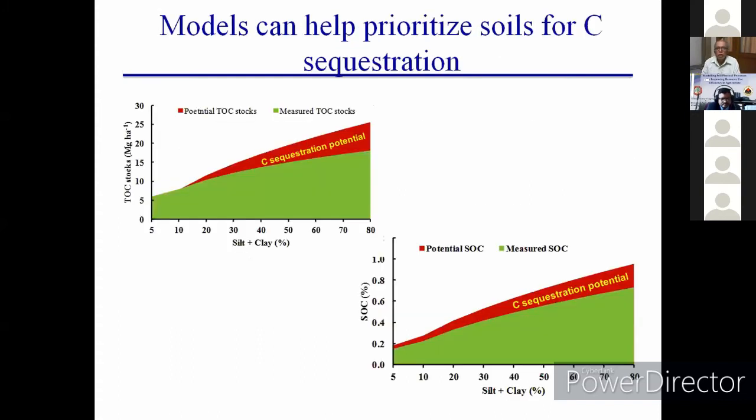Another option with your modeling is to prioritize soils which could store more carbon. You use the models and look at soils with more silt and clay content. As silt and clay content increases, your carbon sequestration potential increases. We are trying to see what the deficit in carbon sequestration is. These soils will be better off, so you want to prioritize your intervention. You have limited money and limited resources. Here you can put in more carbon compared to where you are working with low silt and clay content.